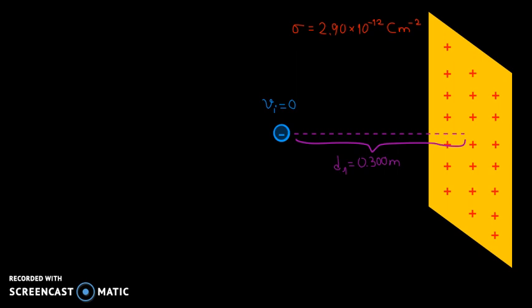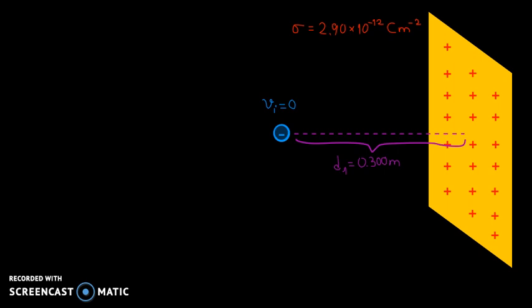At the location of the electron, there's an electric field that the surface charge density is creating. And because this is positive charge density, the electric field is pointing away from the surface, which is pointing left. And there's going to be a force on the electron due to that electric field, which will be in the opposite direction. And the force will be proportional to the electric field strength.